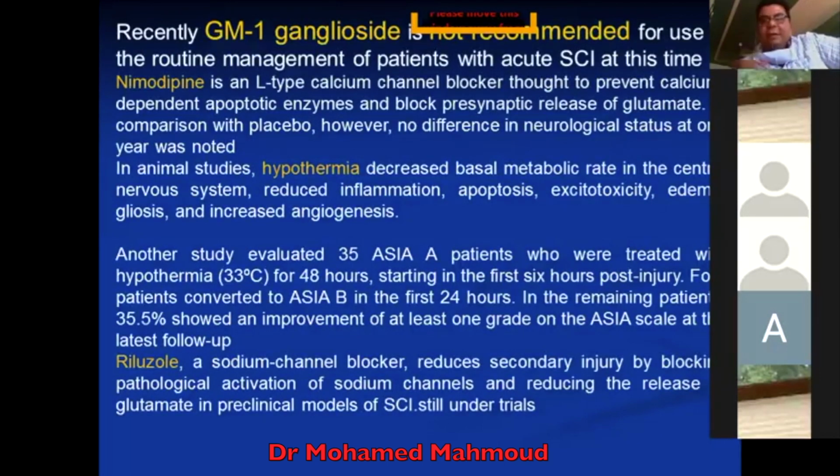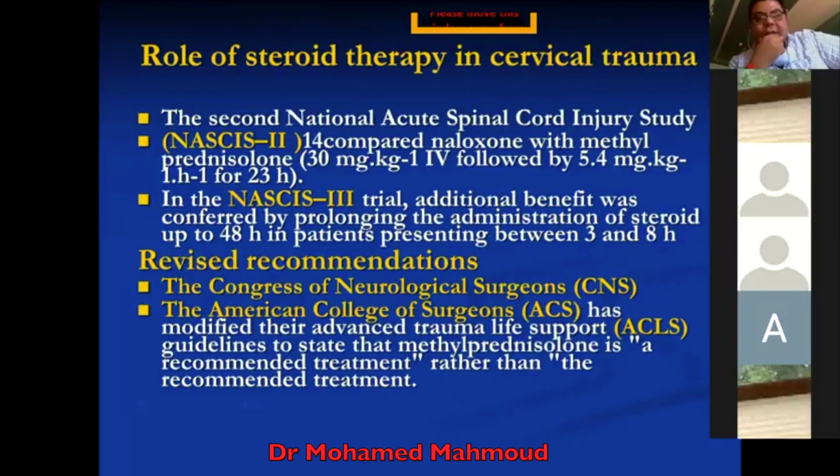Role of steroids in therapy in cervical trauma. The second National Acute Spinal Cord Injury Study recommended the use of steroids, and in the third study trial, additional benefit was confirmed by prolonging the administration of steroids up to 48 hours in patients presenting from 3 to 8 hours.